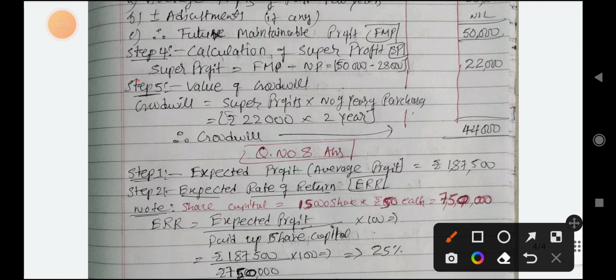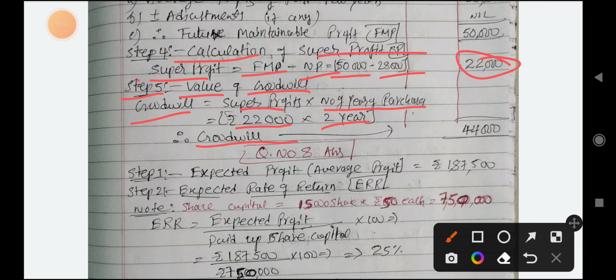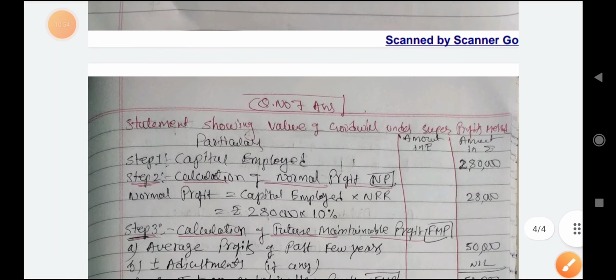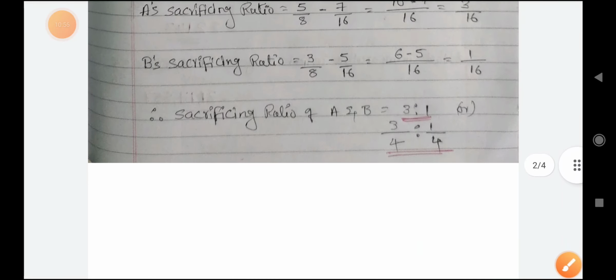Next, calculation of super profit, next step. So super profit is equals to FMP minus NP, 50,000 minus 28,000, step 3 minus step 2, 22,000. Step 5, value of goodwill. Goodwill is equals to super profit into number of years of purchase under super profits method. So 22,000 into 2 years, it will be goodwill is equals to 44,000 rupees. Here ends the answer for valuation of goodwill also.